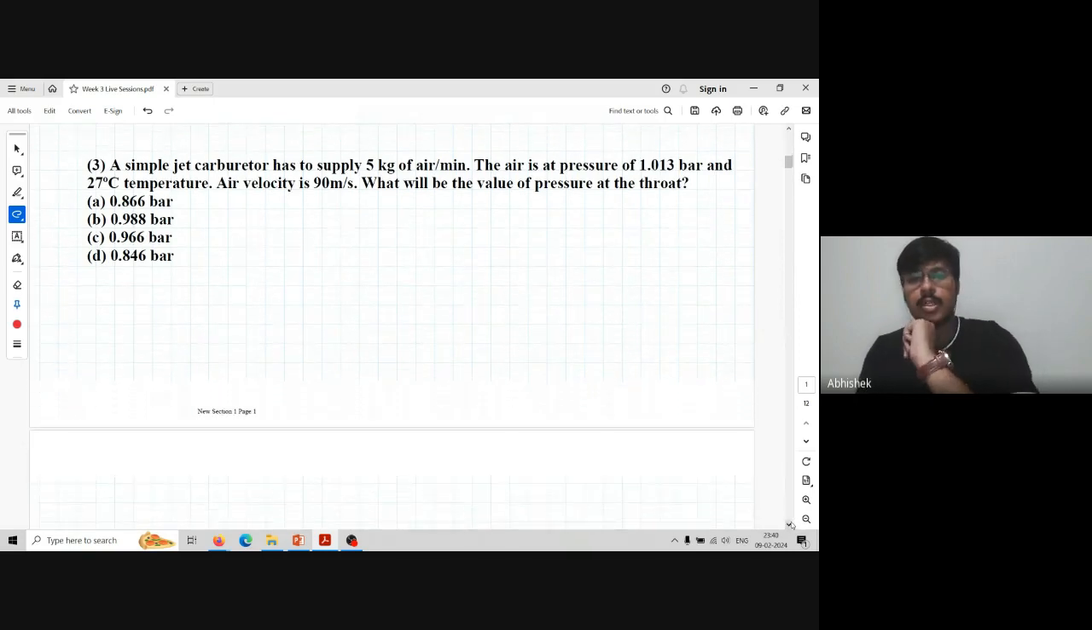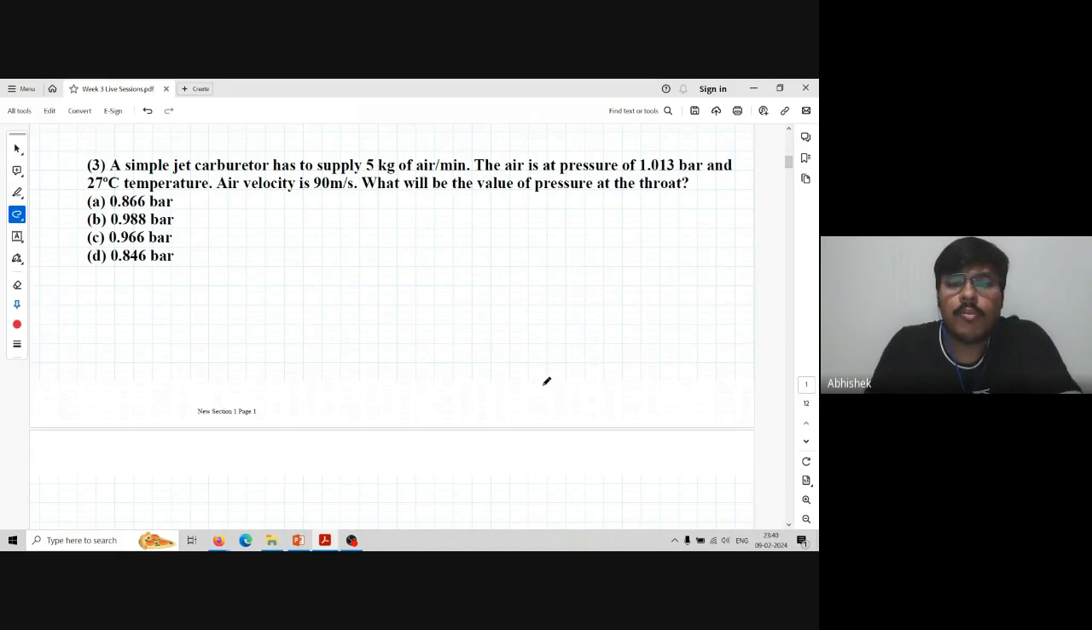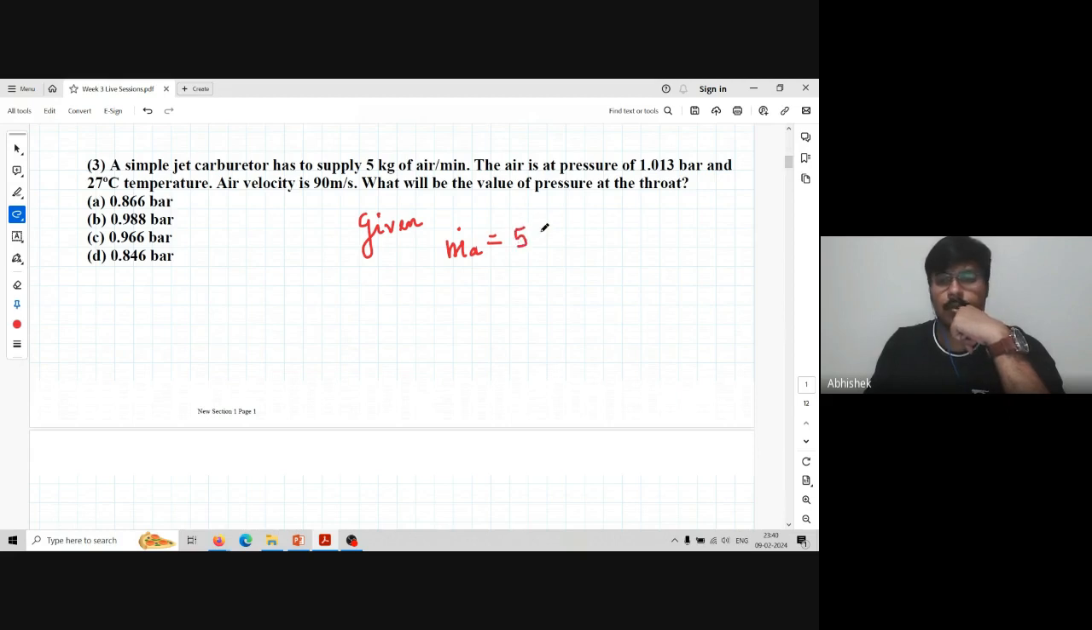Now just solve this question. I have already told the formulas. A simple jet carburetor has to supply 5 kg of air per minute. So what is given? Just write whatever is given. The flow rate of air is given, 5 kg per minute.